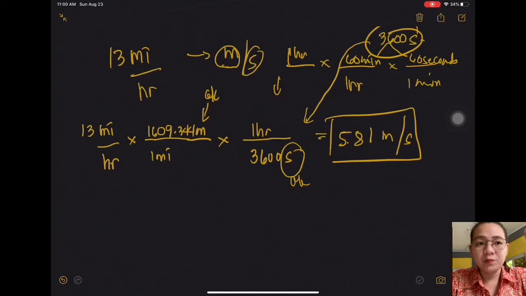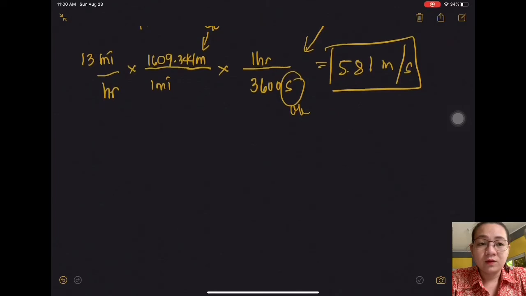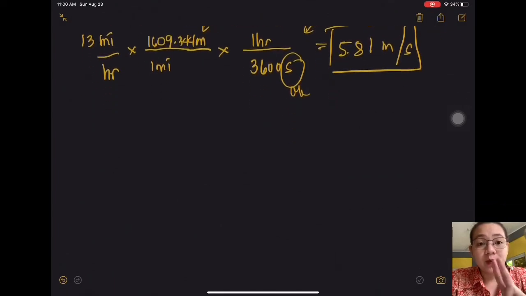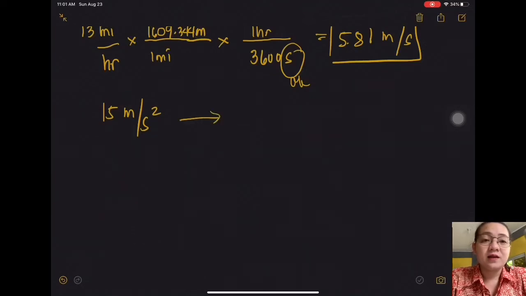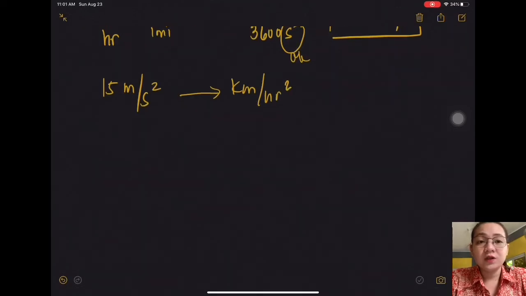Okay, on the next example, like what I mentioned, 2 decimal places should be written in our final answer. I will only consider 2 decimal places. Now, what if we have 15 meter per second squared? This time, the unit is squared. So, what are you going to do? Whether it is squared or cubed, this is the same idea or the same method that you're going to use.